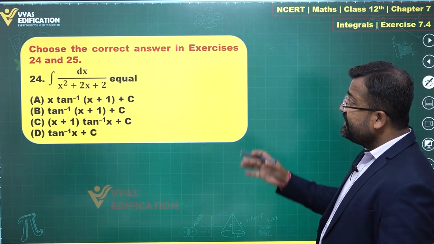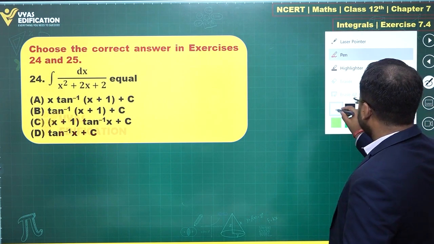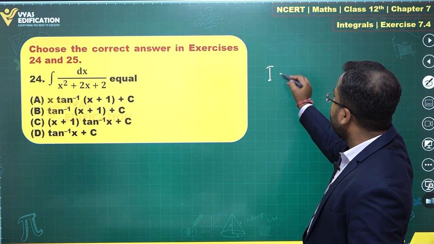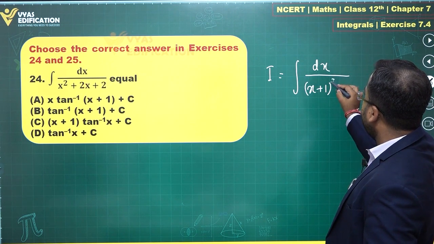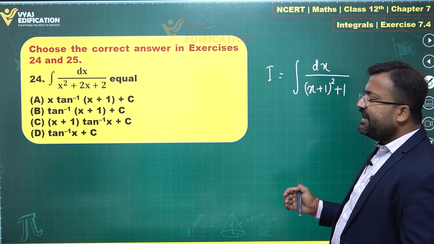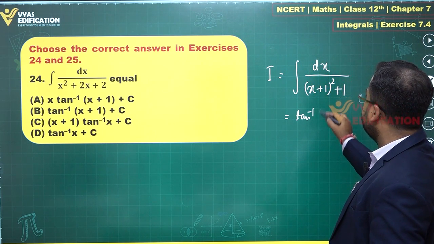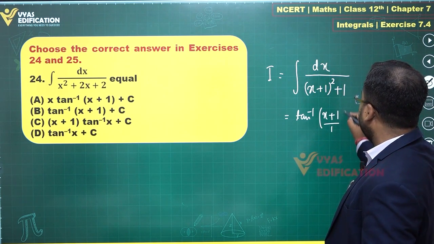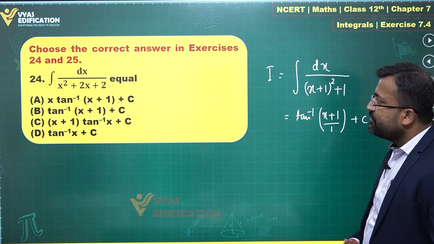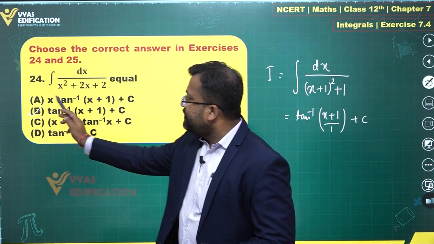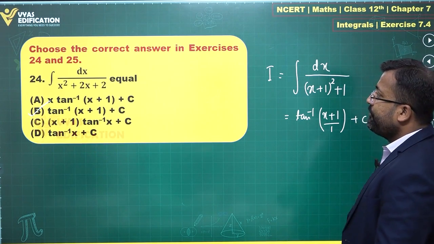Question number 24 says integrate dx upon x square plus 2x plus 2. And what is this equal to? Looks pretty simple. The integral of dx upon x square plus 2x plus 2 is dx upon (x plus 1) square plus 1. Yes, and this will directly convert to tan inverse. This is simply equal to tan inverse of the linear expression, x plus 1 upon 1. At most you would have had a 1 in the front, so this is simply equal to tan inverse of x plus 1. The correct answer is option B. Pretty simple to solve this one.